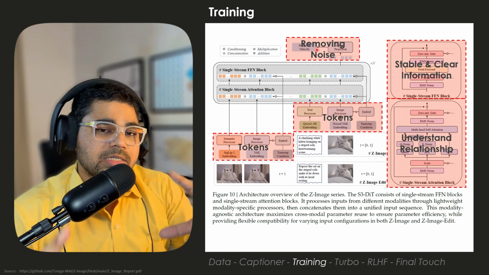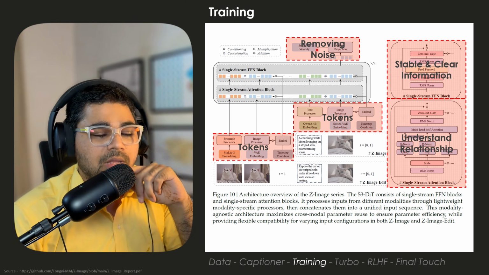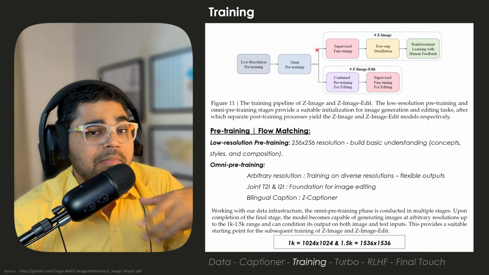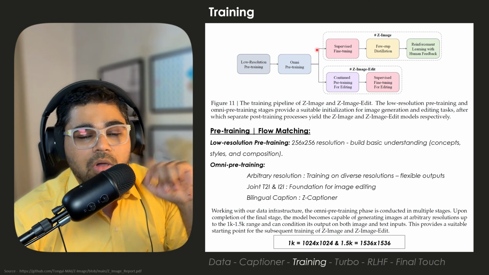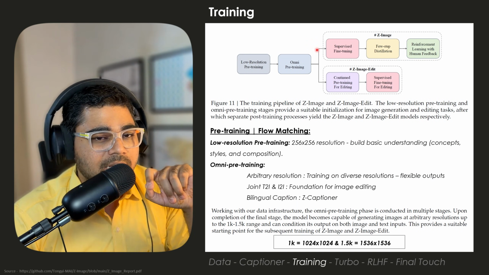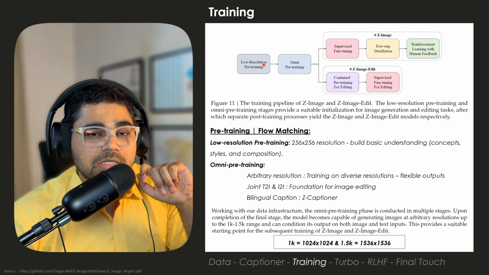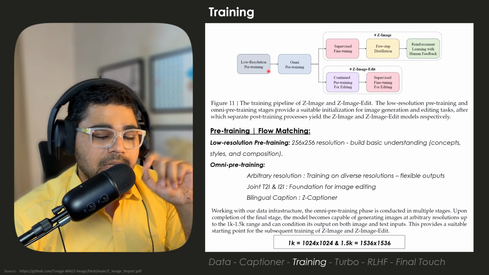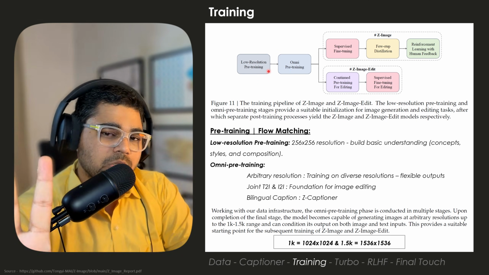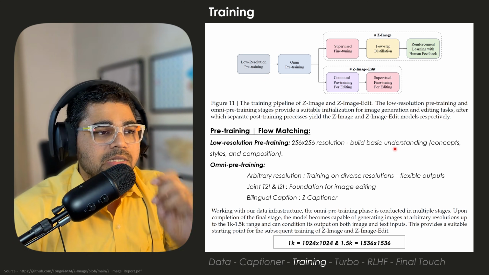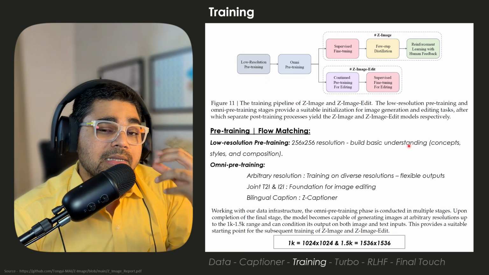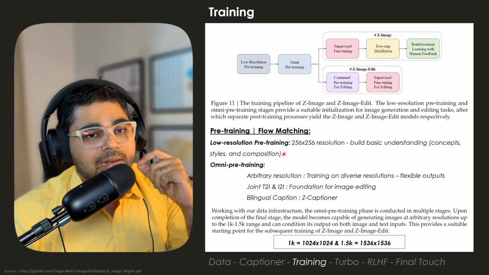Okay, so this is where one of these engines is done. Now this engine is applied multiple times, and that is where we call it pre-training. Now in pre-training, they're going to use multiple stages. The first is going to be a low resolution pre-training, where the same training process follows for 256 by 256 resolution, which is where the AI understands basic concepts of style, composition.